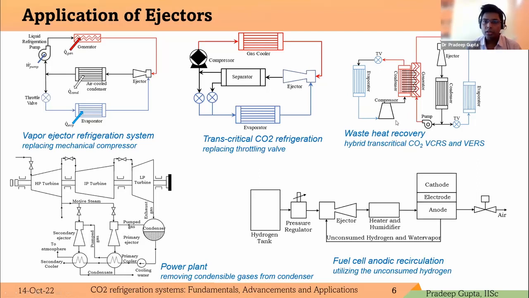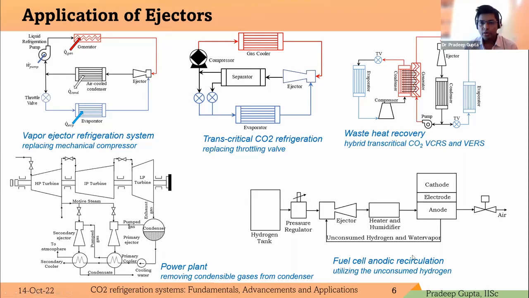In the third case, this system utilizes the waste heat rejected from the conventional VCRS system to drive the VERS system. In the power plant, the ejector is used for removing the non-condensable gases from the condenser to maintain a lower pressure in the condenser, such that we can extract more power from the turbine.